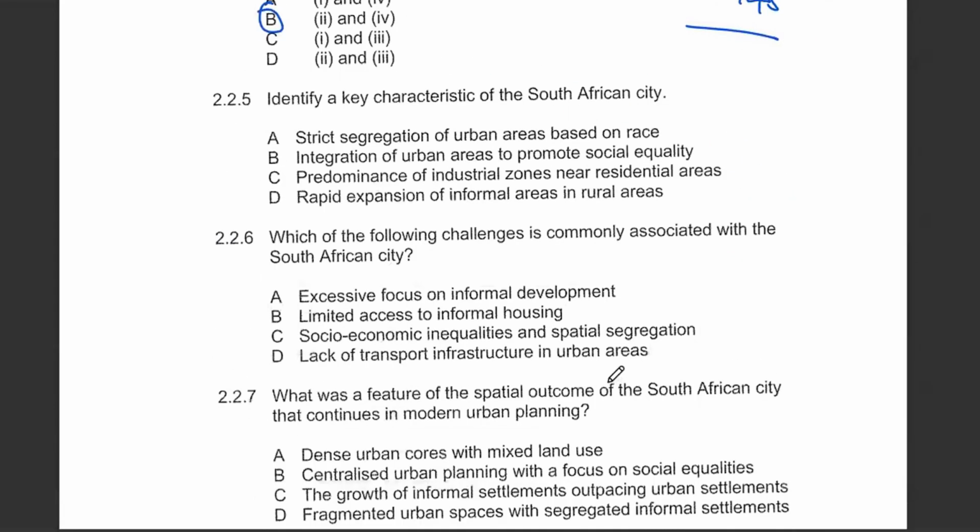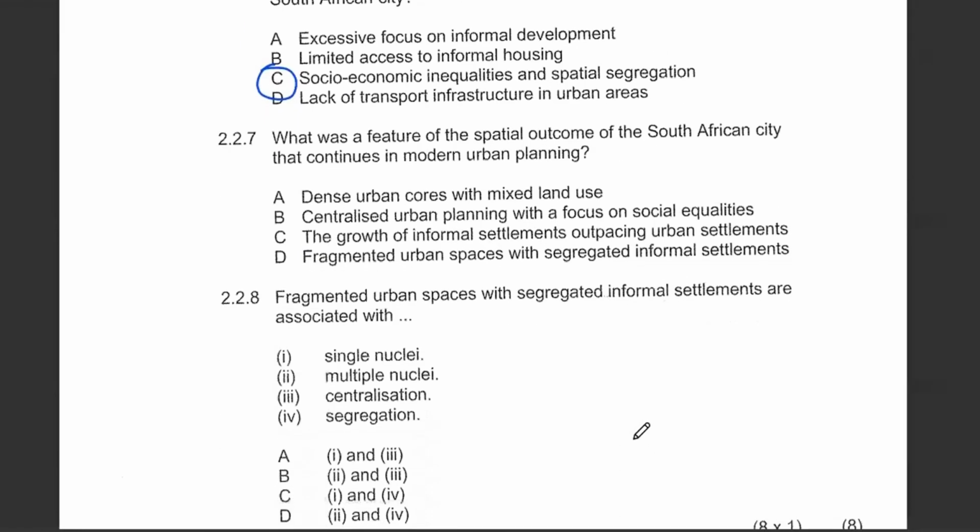Identify a key characteristic of the South African city. The South African city is featured by strict segregation of urban areas according to race. The South African city was designed according to apartheid practices, and the government was practicing segregation. Which of the following challenges is commonly associated with the South African city? The challenge is socio-economic inequalities and spatial segregation.